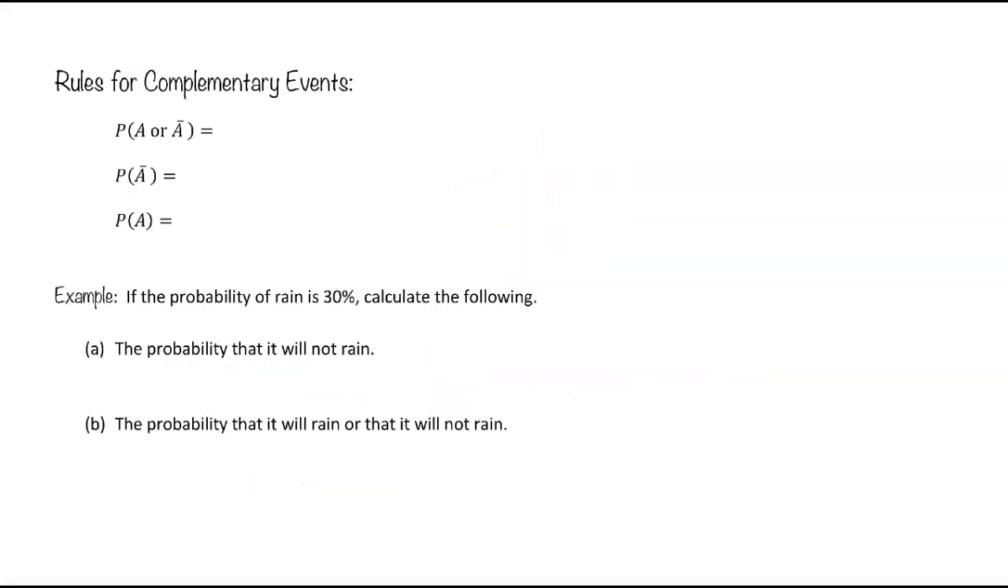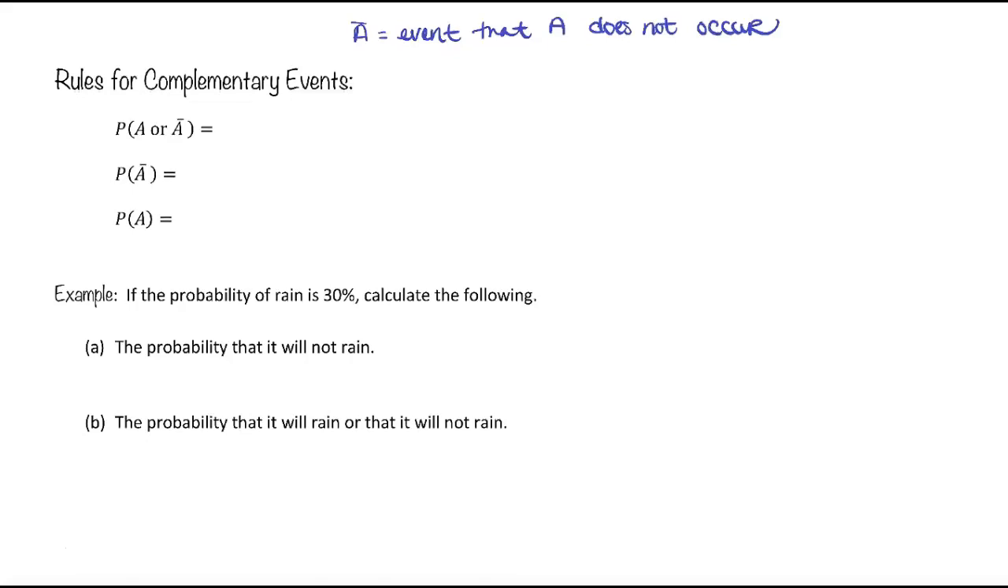Now let's talk about some rules for complementary events. Remember that the complement of A is the event that A does not occur. So to calculate the probability of event A or the complement of A, we can use the addition rule that tells us this would be the probability of event A plus the probability of the complement of event A minus the probability of them both happening at the same time. But if these two events are complements, then it would be impossible for them to happen at the same time.